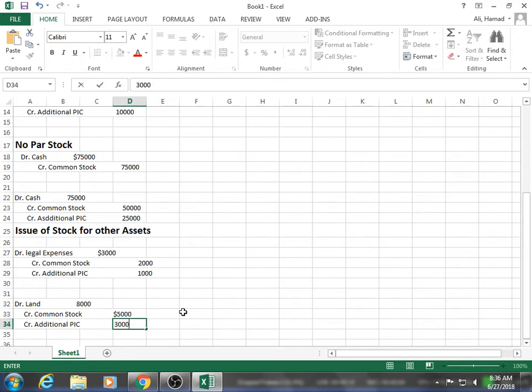On the test, don't write PIC, write the whole word. I can say PIC, I know what it is, but for you to remember, you need to say additional paid-in capital. All right.